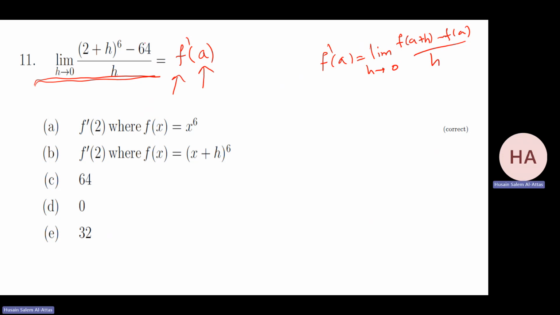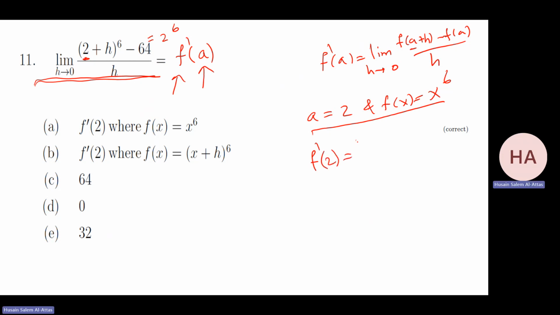This 64, if you notice it, it's 2 to the power 6. So my a is 2, very clear. So this is 2, this is 2. And everything ready. This is a plus h to the power 6. So what will be my function? X to the power 6. This is my function. You can check, find this using the definition.